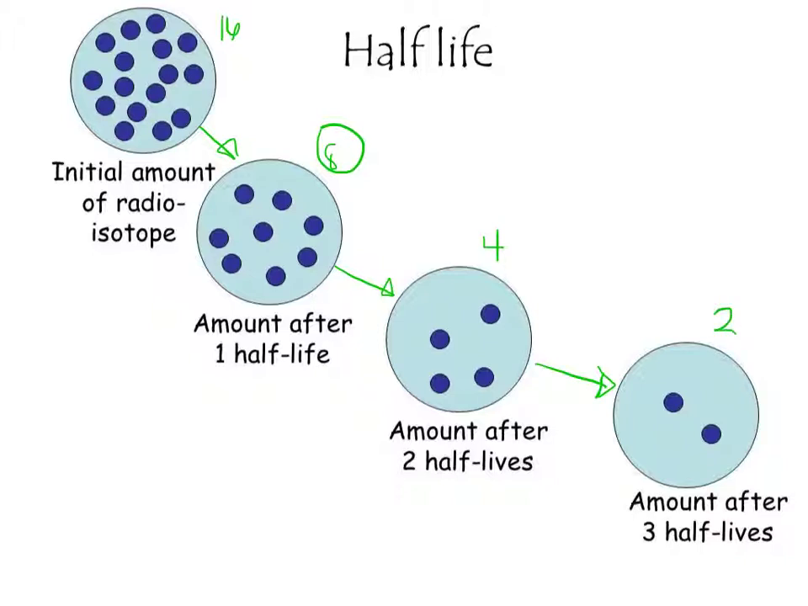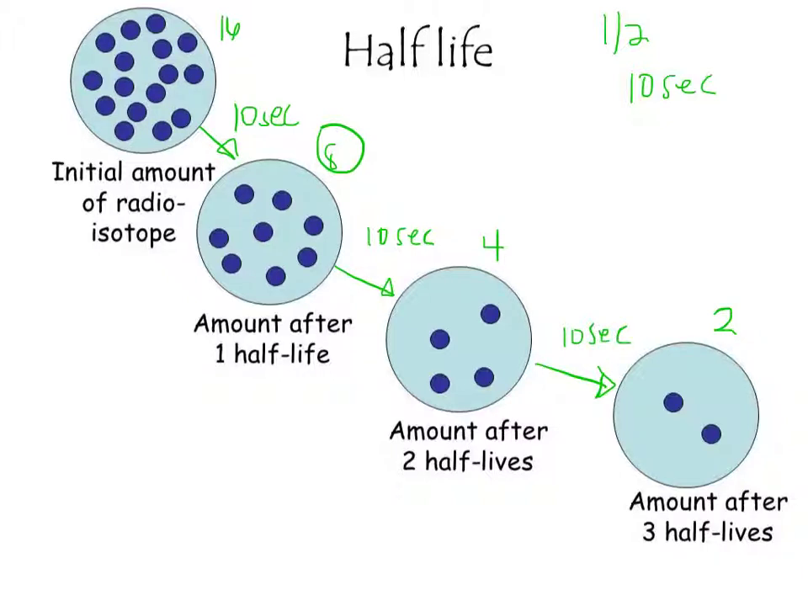Now, another thing that you can encounter is trying to figure out how old an element or a radioisotope is based on the amount that's remaining. So let's say this specific radioisotope has a half-life time that is 10 seconds. So each of these half-lives is 10 seconds. From 16 to 8, it took 10 seconds. From 8 to 4, it took 10 seconds. And from 4 to 2, it took another 10 seconds.